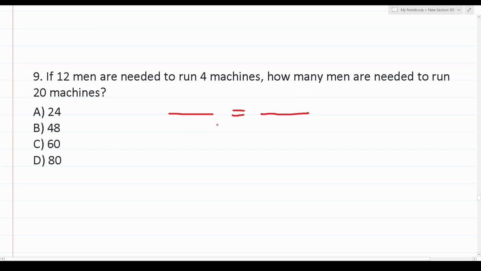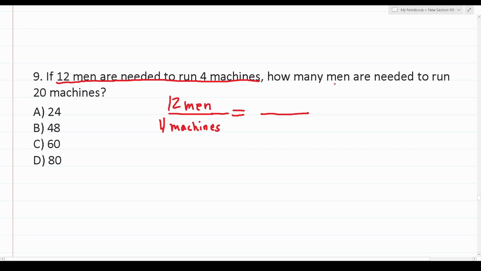Again, on the left-hand side of the equal sign, you typically want to put the information that's given. And on the right-hand side of the equal sign, you typically want to put the information that's missing. Well, here's what's given. It takes 12 men to run 4 machines. So that's 12 men to run 4 machines.